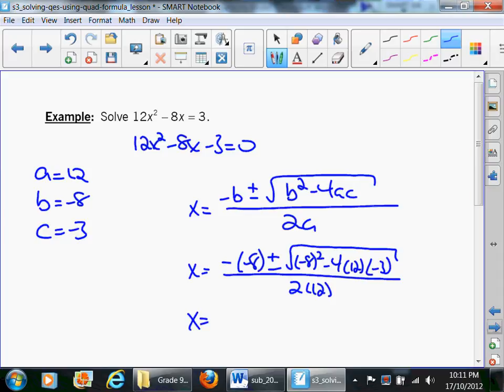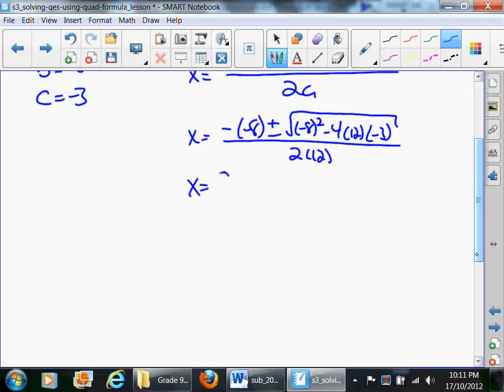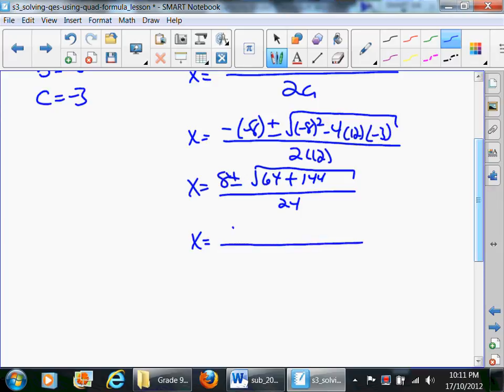So now, that gives us 8 plus or minus the root of 64 plus, 2 negatives make a plus, 48 times 3, which should be 144. Yep. All over 24. X equals 8 plus or minus the root of 208 over 24.